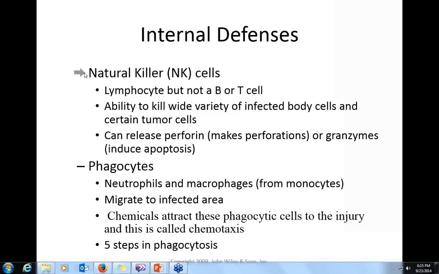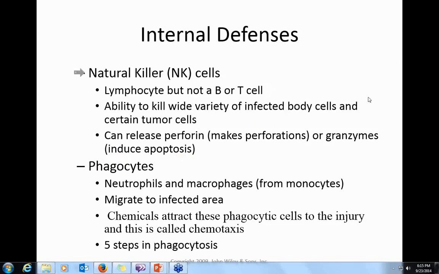Natural killer cells. These are lymphocytes, so these are a type of white blood cell, but they're not T cells or B cells. In other words, they're not specific. They kill a wide variety of infected body cells. They can make holes because they use a protein called perforin, and perforin makes perforations or holes in plasma membranes of pathogens, and they have granules or granzymes. Granzymes induce apoptosis, and if you remember, apoptosis is programmed cell death.